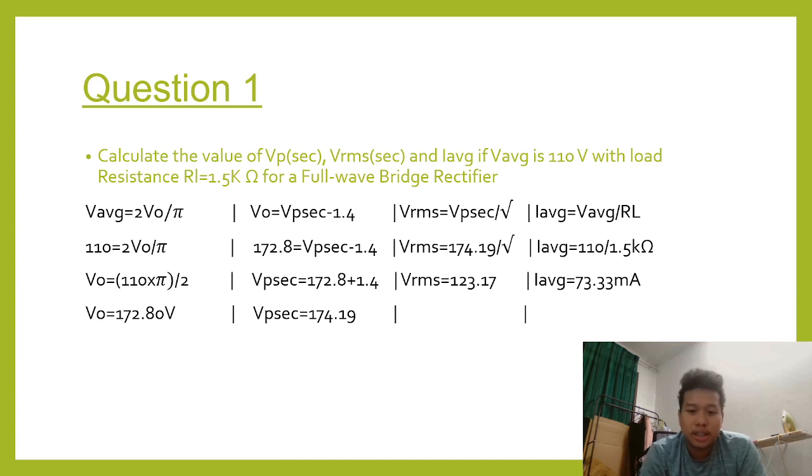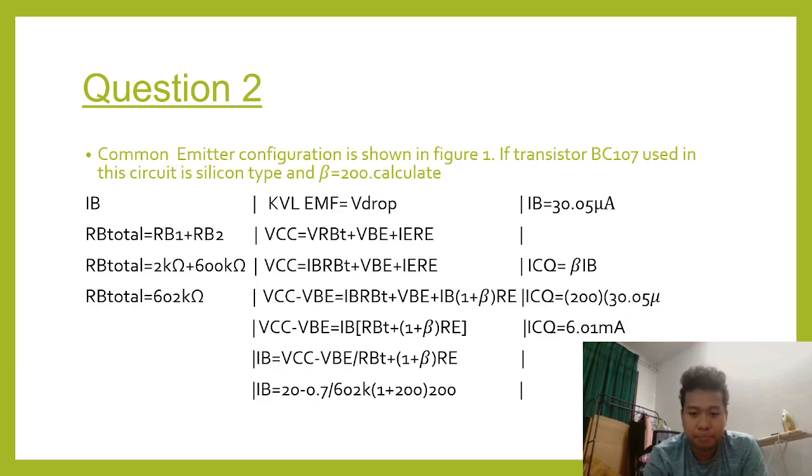Continuing, the question is asking about VRMS secondary. For VRMS secondary, we use the formula VP secondary divided by square root of 2. So VRMS is equal to 174.19, already calculated, divided by square root of 2. So the answer is VRMS equal to 123.17. For I average, using the formula, V average divided by RL. So I average is equal to 110, already given, divided by 1.5k ohms, also given in the equation. So I average is equal to 73.33 milliampere.